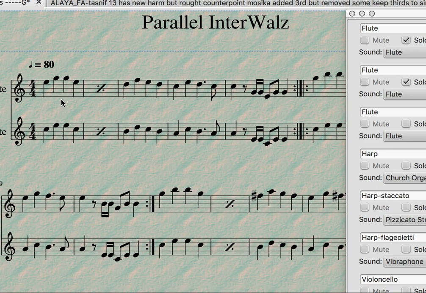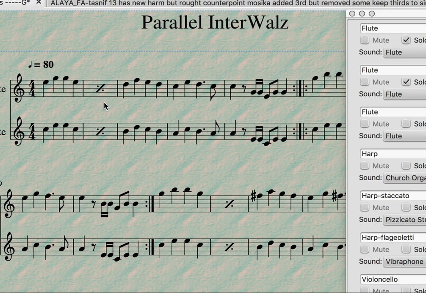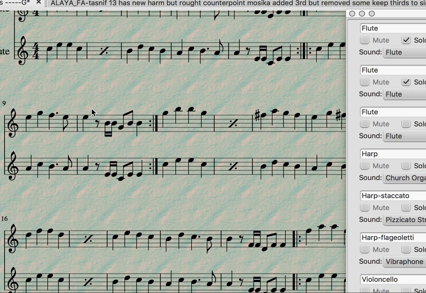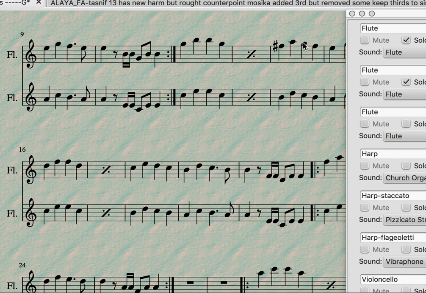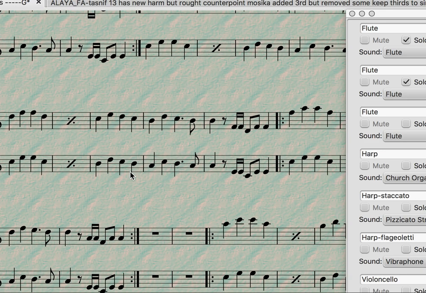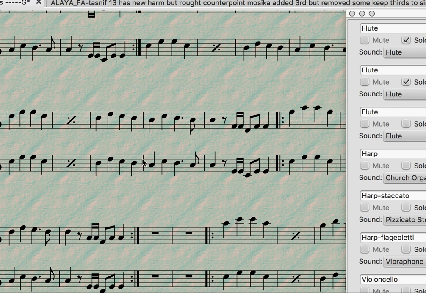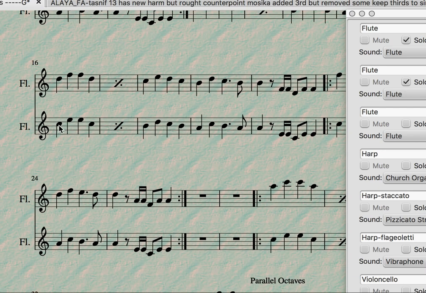So here, by the time we get to a parallel third, we get an interesting texture. Here, a parallel fifth, that's a parallel perfect fifth. Then I have a parallel fourth. This is a parallel second. Let's listen to it. So when this is C, this is D. Let's just see what it sounds like. It sounds really funky.